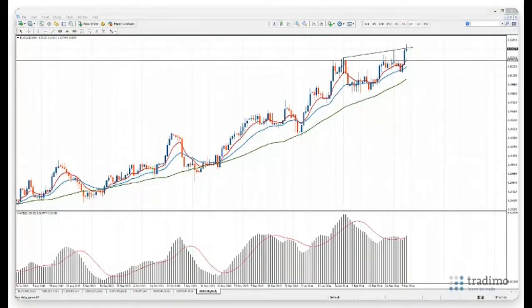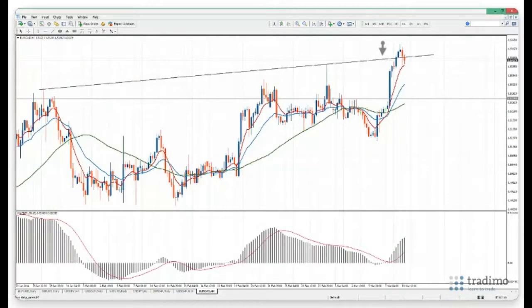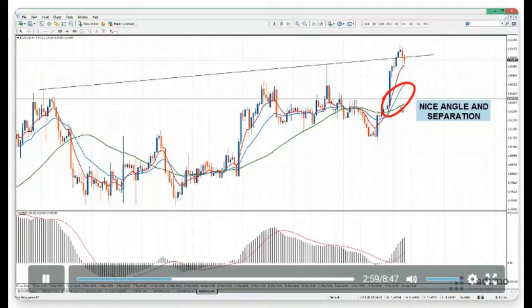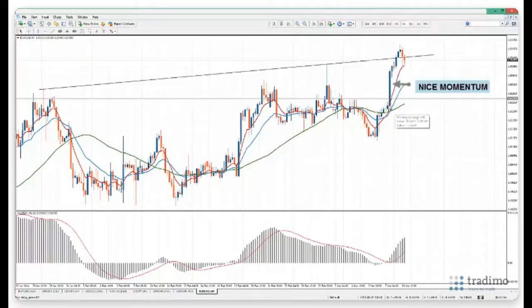Once we have finished looking at the daily chart, we can then move to the 4-hour chart. And once again, we'll go through the same list of things that we went through on the daily chart. So we'll first look at the trend direction. You can see the 4-hour trend is up. Nice angle and separation from the moving averages. The MACD momentum is up. The candle action, you can see we had nice momentum pushing to the upside.